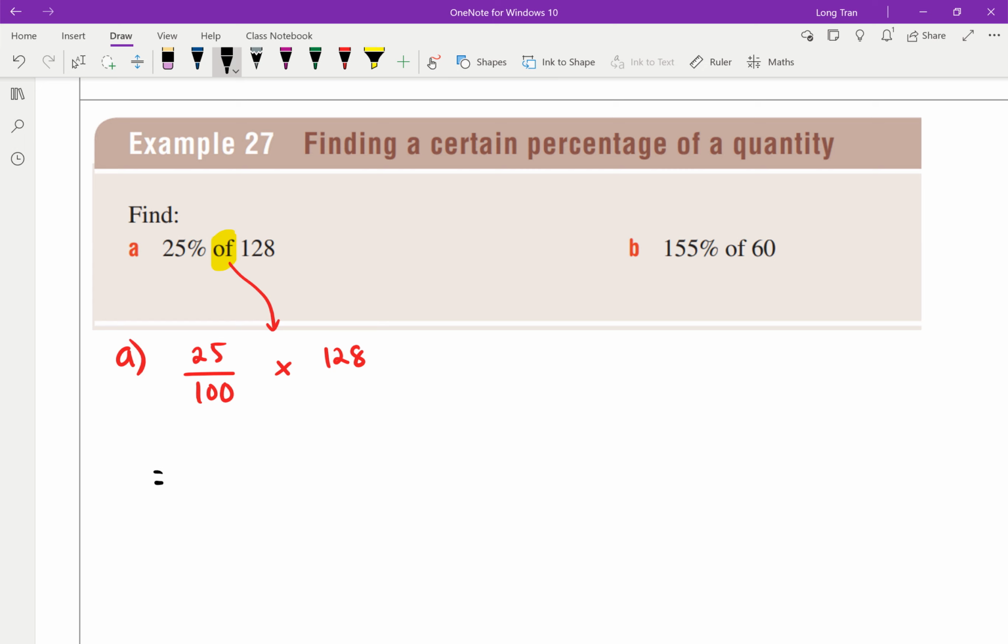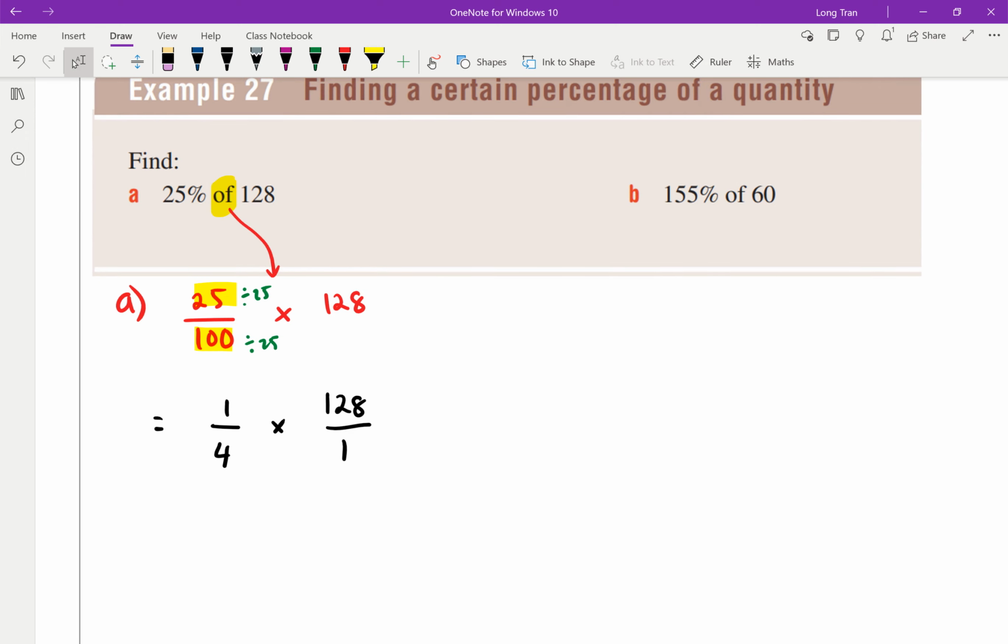Are there any numbers you can simplify? 25 and 100. Very good. What does that become? 1 over 4. Because we know 25 and 100 both have a common factor of 25. 25 goes into 25 once, and 25 goes into 100 4 times. And also, then there's 4 and 128. Very good. So here we go. Now, simplifying even further, 4 and 128. 32. So this goes in 4 times.